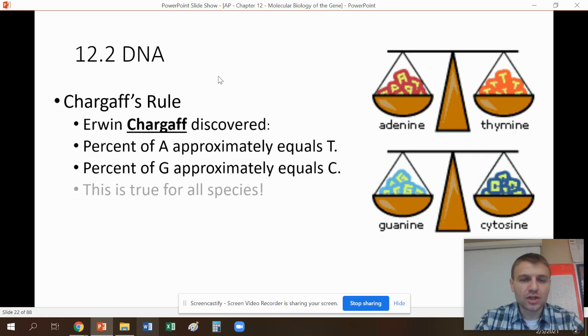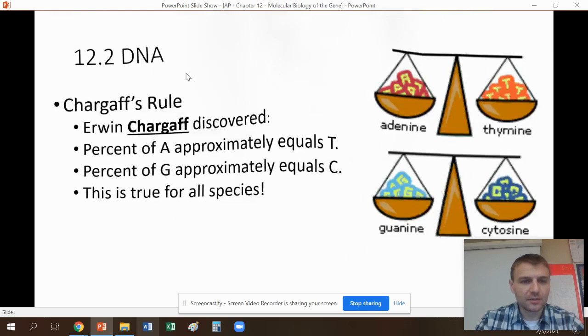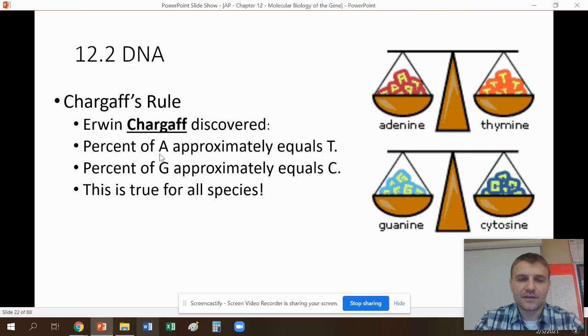Now, Chargaff actually did work with Watson and Crick a little bit, so he was around that time period, and he discovered that A's are approximately equal to T's, and G's approximately equal to C's. That means whenever you see an A, on the other side you're going to see a T. Whenever you see a G, you're going to see a C on the other side, and that kind of makes sense. G's and C's bond, A's and T's bond.